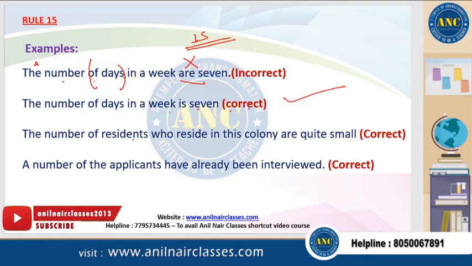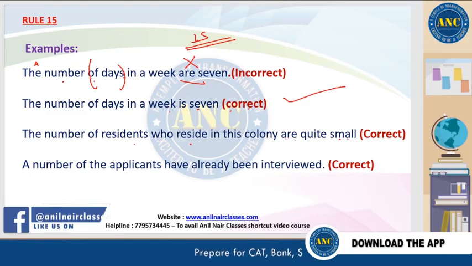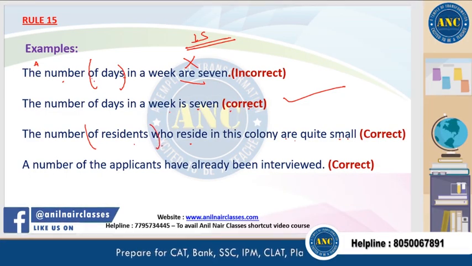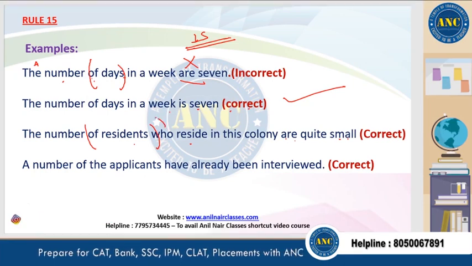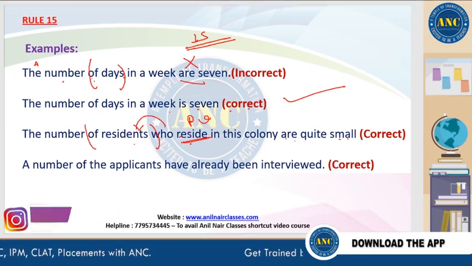Correct. Next one. "The number of residents who reside in this colony are quite small." So "of residents" is a plural one, right? Who resides? Who depends upon residents? So "reside" is the plural form of the verb.